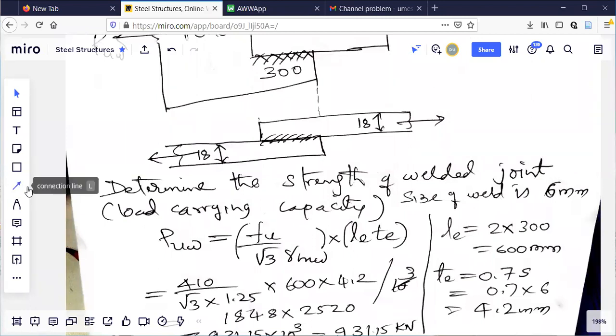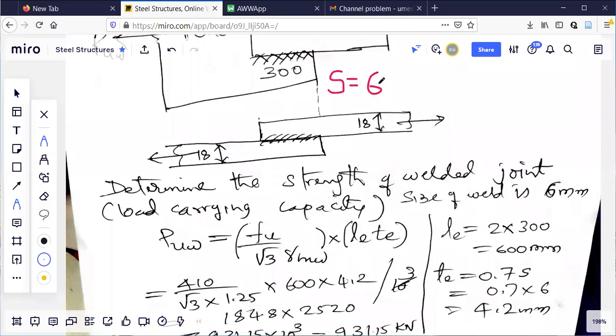Size is given. Otherwise, you have to assume and solve sometimes. If the size is not given in the problem, if you read the problem carefully and S is not there, you can assume 6 mm and solve it. But here it is given as 6 mm in the problem.